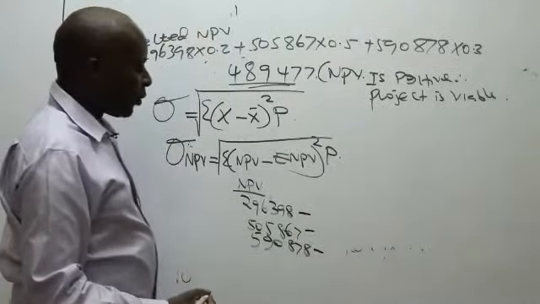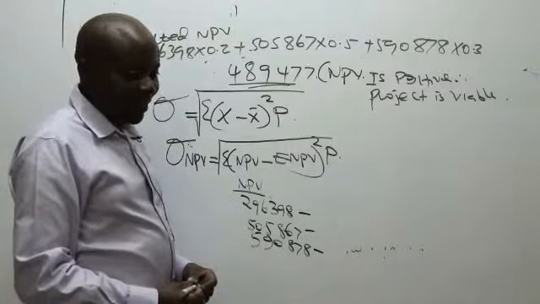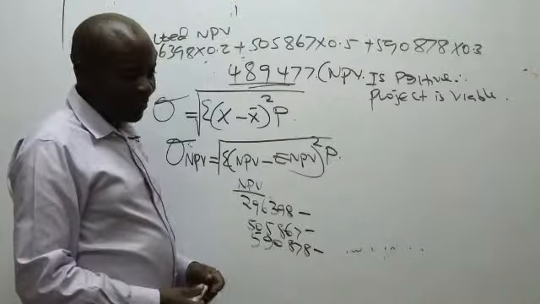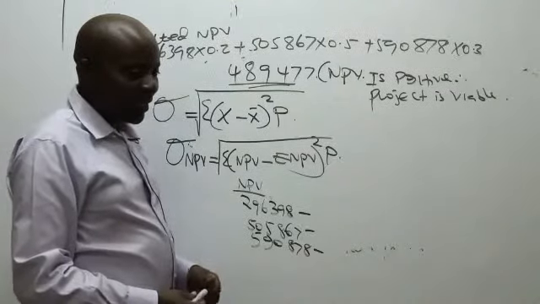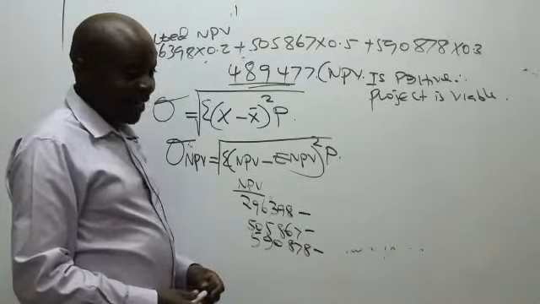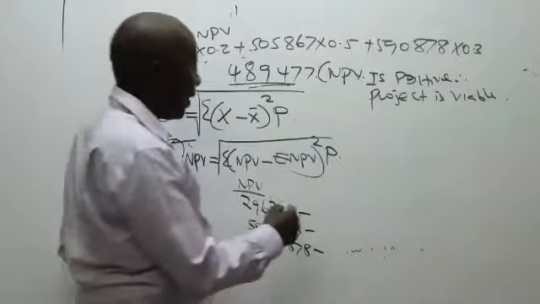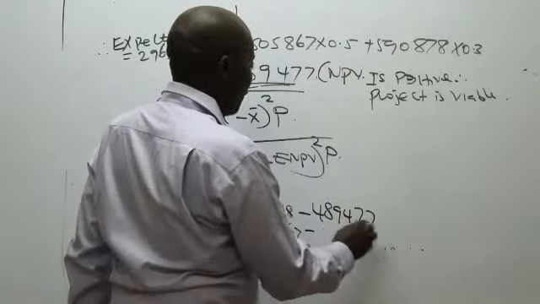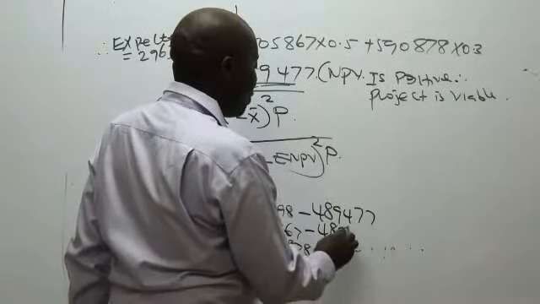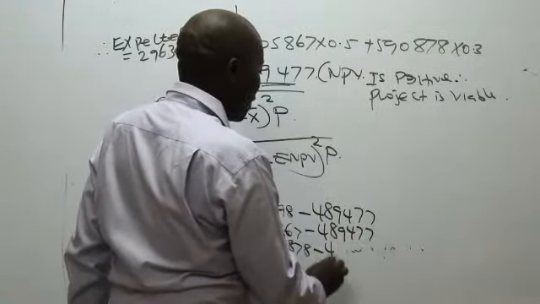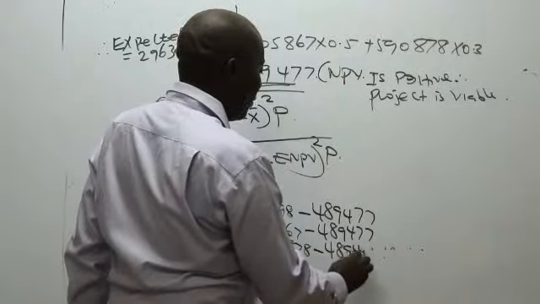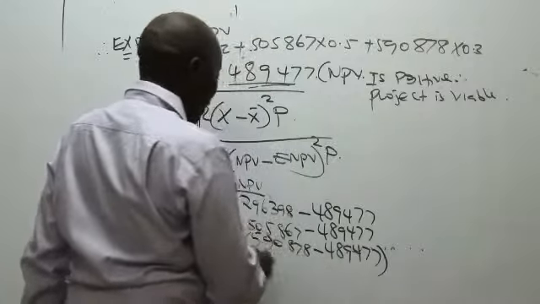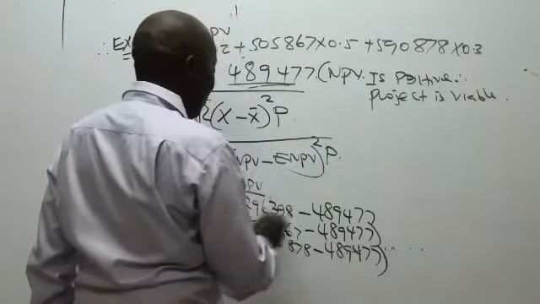Is there anybody who is able to see the expected net present value? We had it here: 489,477. This one does not keep on changing; it remains the same, 489,477. And then you come here and square whatever numbers you get.